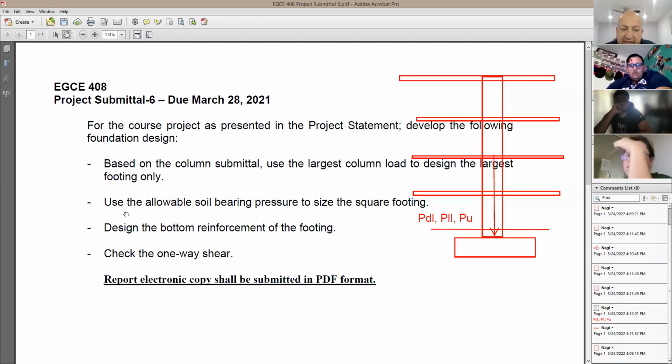And now after this, it says use the allowable soil bearing pressure. Now I don't know what this is about. This is what we need to cover today. So please stay focused with me because I want to cover this submittal. So you don't really have to spend lots of time working on it. It's so simple and easy. You can do it quick. And then it says you design the bottom reinforcement of the footing and then check the one-way shear. So we need to figure out all of these items, the 3 items in today's lecture.